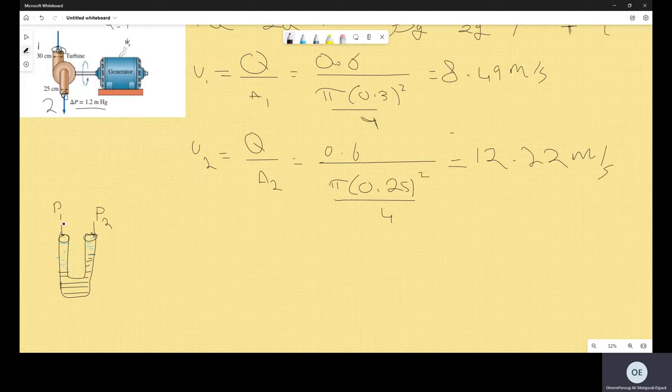Okay, so now if you want to go from P1 to P2, apply the same principle that you learned in chapter 2, I think. Here we have P1. Assume this is H1 and this is H2. So here P1, now I will go down, so I will add more weight of the fluid. So I will add plus rho of water, here there is water, the blue, G, I will go from here till here, so H1 plus H2.